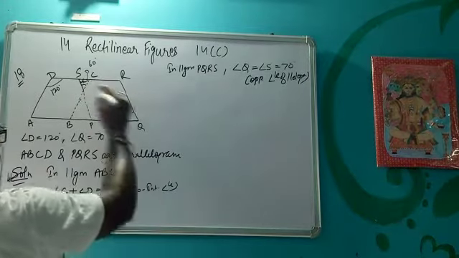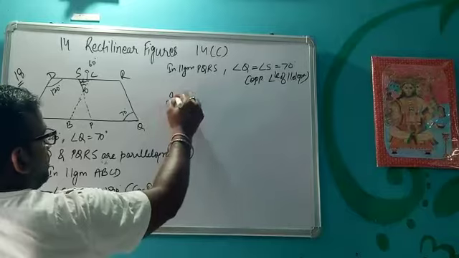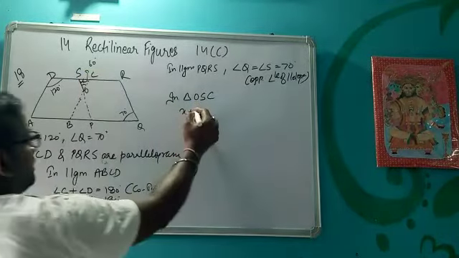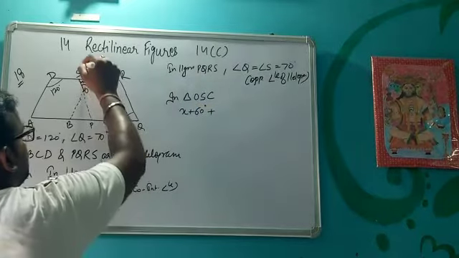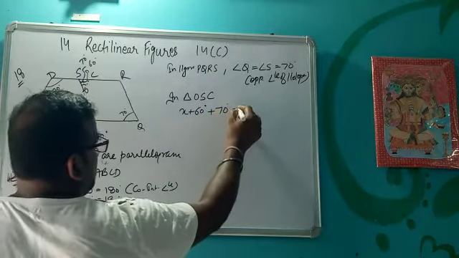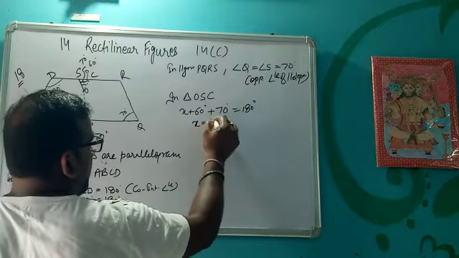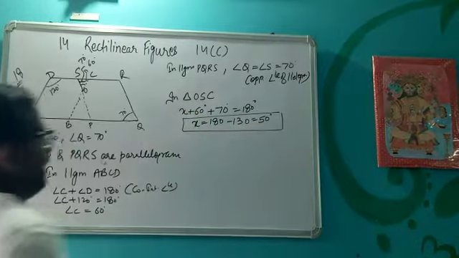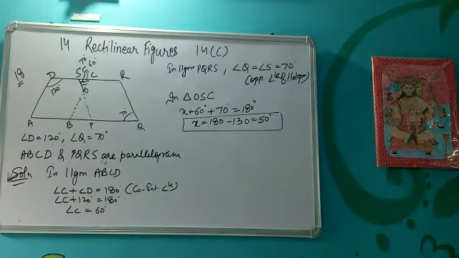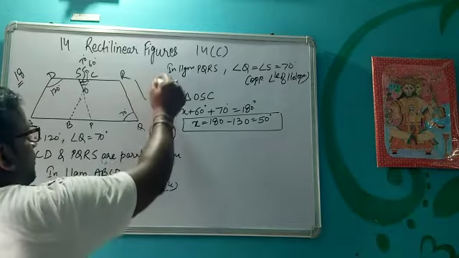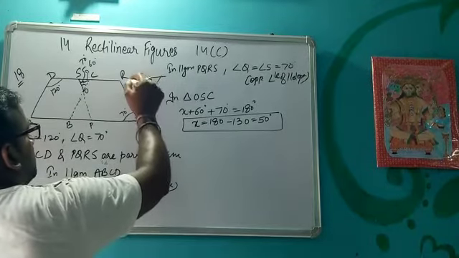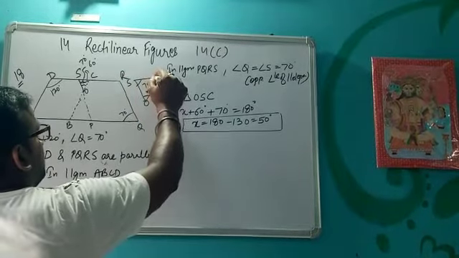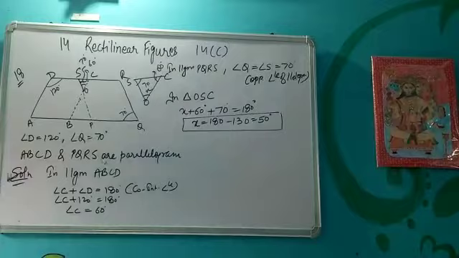Now if you see carefully, let this point be O. In triangle OSC, x plus this 60 plus this 70 equals 180 degrees. So from here we will get 50 degrees. So the value of x is 50 degrees. You will get this type of triangle: this is S, this is C, and this is O. This is x, this becomes 70 and this becomes 60 degrees. So we will use the angle sum property.